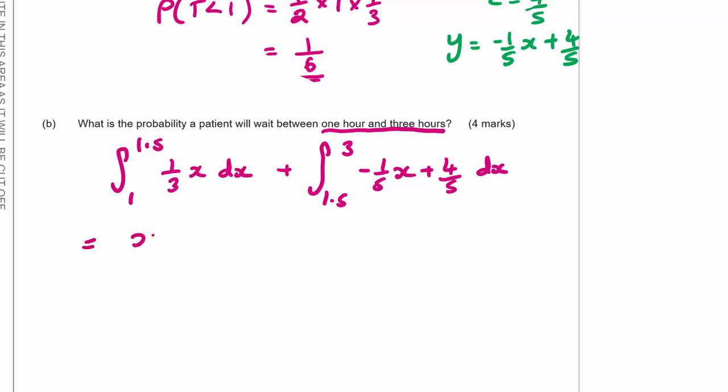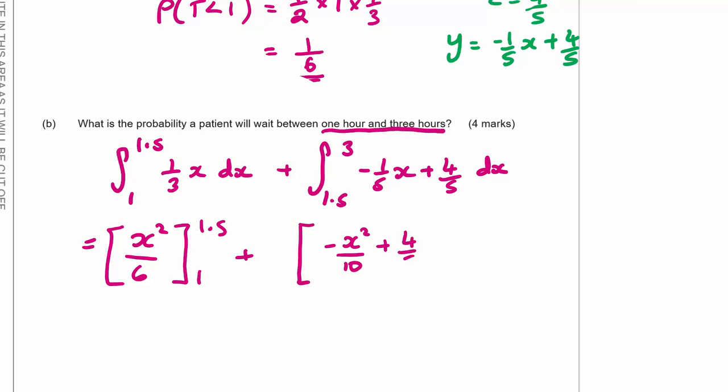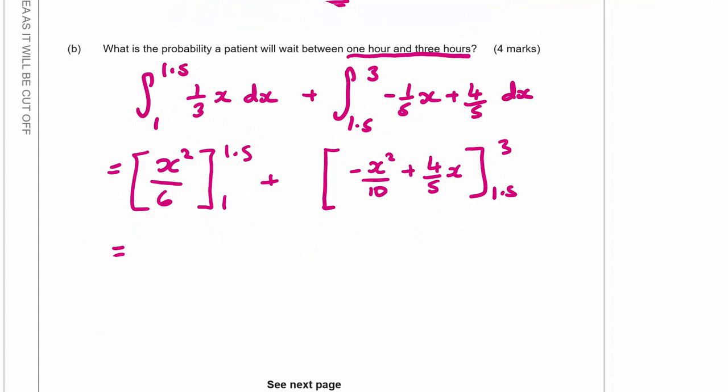So this one is going to be x² over 6 from 1 to 1.5, and this one is going to be -x² on 10 plus 4/5 x from 1.5 to 3. So 1.5, remember, is 3/2. So if we square that, that is 9/4, then divided by 6, so that's 9/24. Take away 1/6, which of course is 4/24.